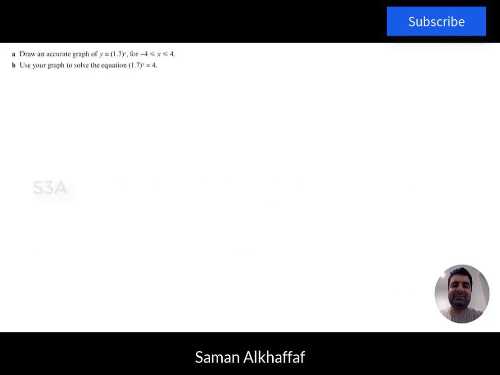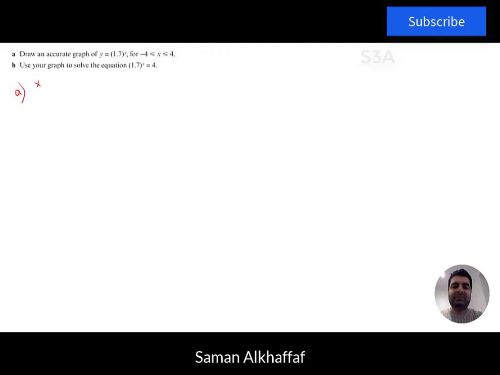In this example, we are asked to draw an accurate graph of y equals 1.7 to the power of x for the range of minus 4 ≤ x ≤ 4. And also for the second part, we need to solve the equation. So for part A, we need to plot the graph.